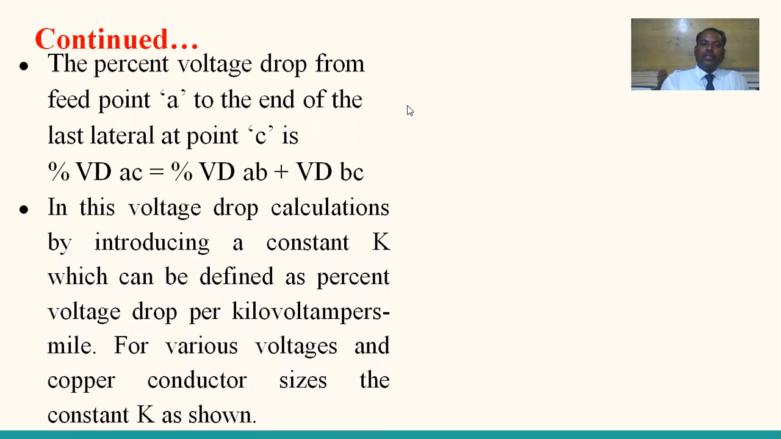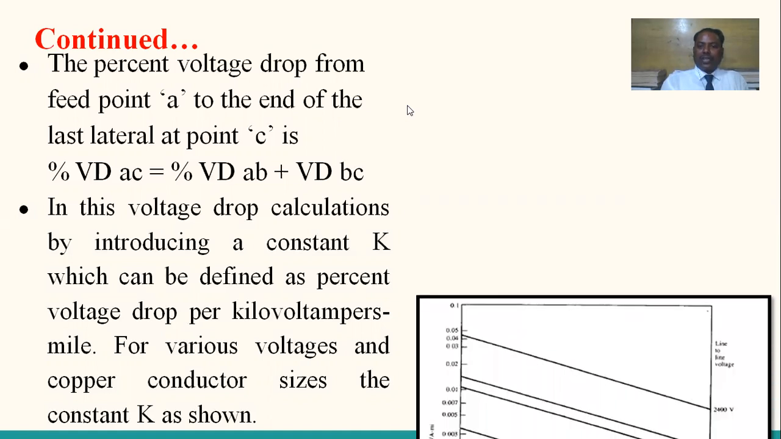In this voltage drop calculation, we introduce a constant K, which can be defined as percent voltage drop per kilovolt ampere mile. K is the constant. Why can this be defined so? Because the feeder voltage drop, everything, depends on the distance. Yes. So here the K value is defined as percent voltage drop per kilovolt ampere mile, kVA mile. Yes. So for various voltages and copper conductor sizes, the constant K is as shown here.